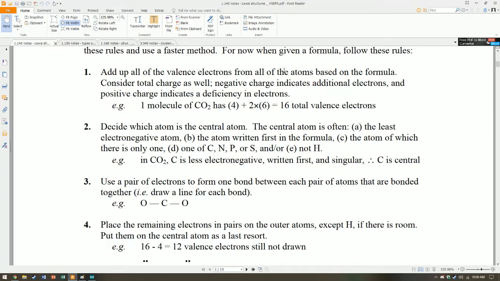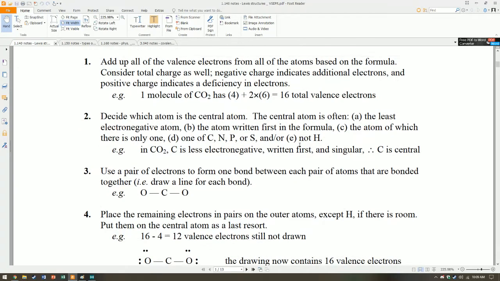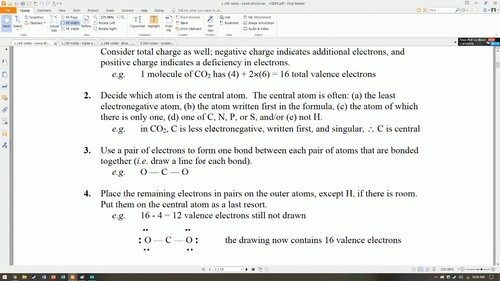So for instance, a molecule of CO2 has one carbon and two oxygen. Carbon has 4 valence electrons. Oxygen has 6 valence electrons. Since there's 2, you get 4 plus 2 times 6, which is 16 total. Then you decide on the central atom, which generally tends to be the least electronegative atom, the atom written first in a formula, the atom of which there's only one, or they tend to be carbon, nitrogen, phosphorus, or sulfur, and not hydrogen. In CO2, C is less electronegative, written first, and singular, so therefore carbon is central in CO2.